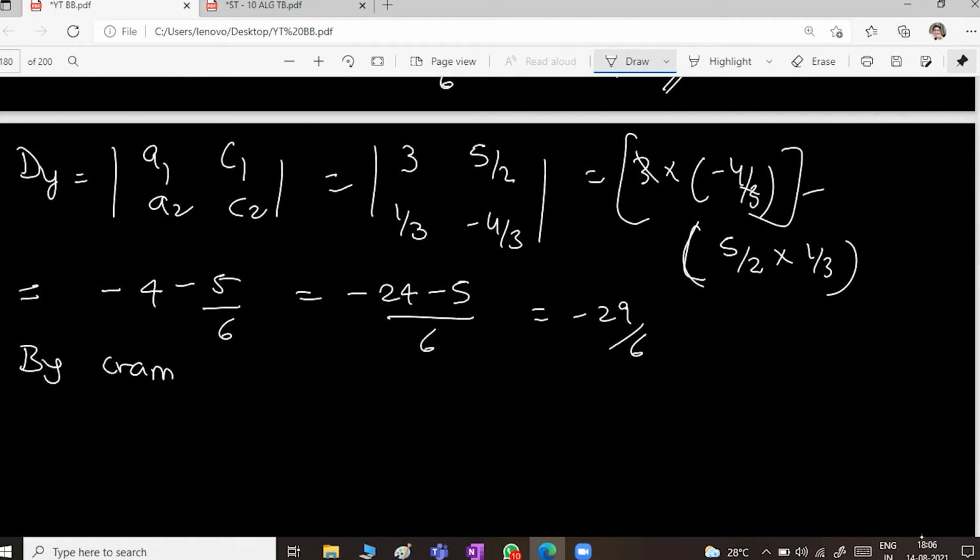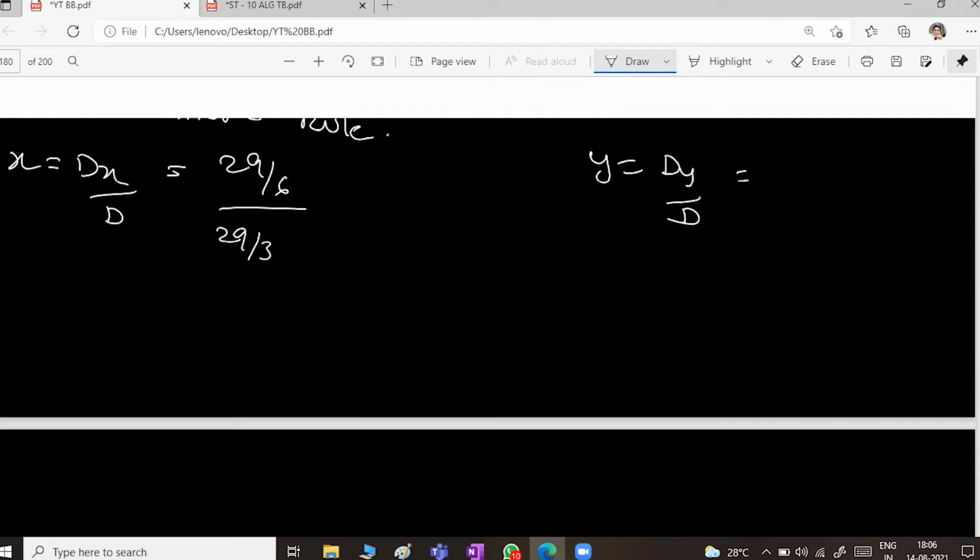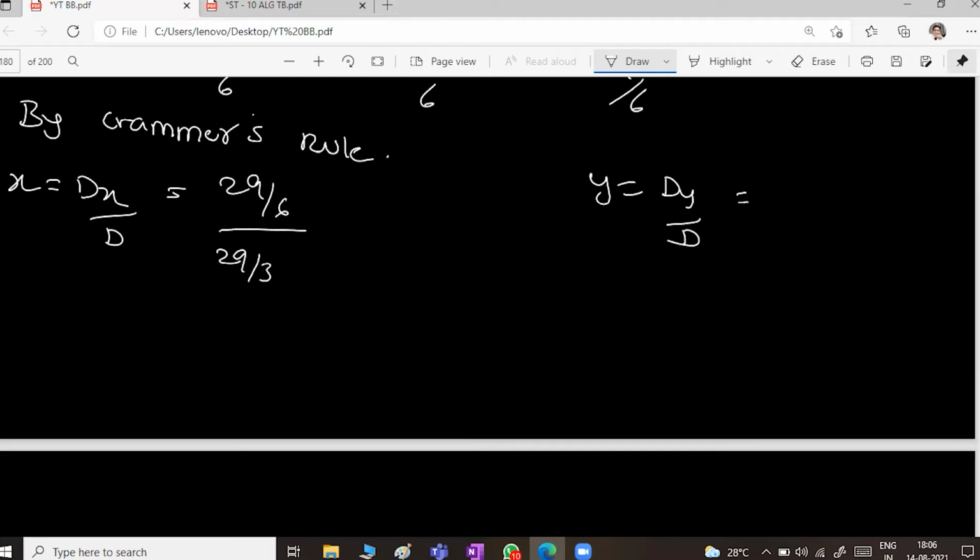So by Cramer's rule, we are going to get x is equal to dx/d and y is equal to dy/d, which is equal to 29/6 upon, what is the value of d? It is 29/3. I hope I need not teach how to solve this, and if I need to teach, never mind, I will. ठीक है, जरूरी नहीं है सबको सब कुछ आता है.